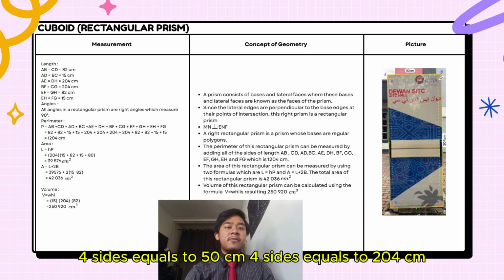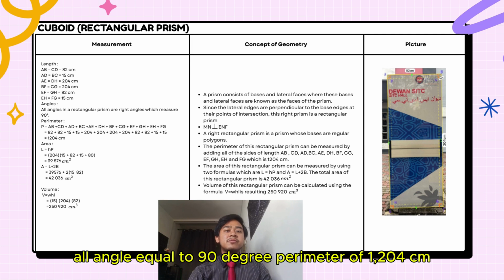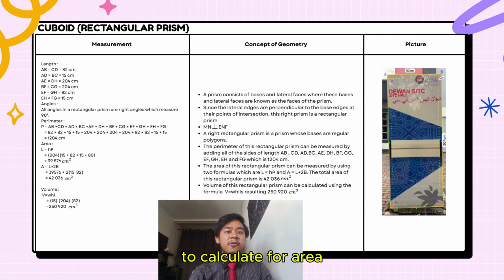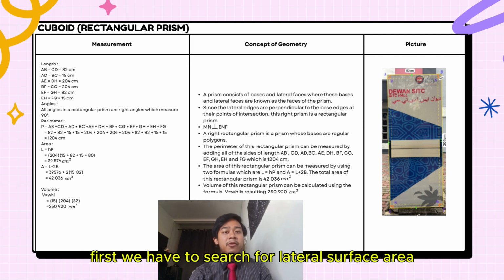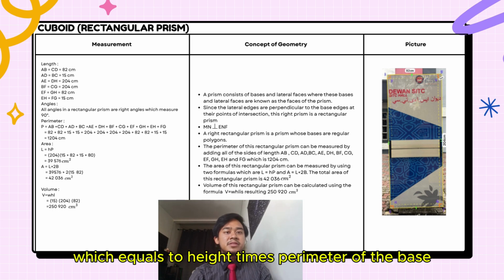For the cuboid, there are 4 sides equal to 82 cm, 4 sides equal to 50 cm, 4 sides equal to 204 cm. All angles equal 90 degrees. Perimeter of 1,204 cm. To calculate the area, first we have to find the lateral surface area, which equals height times perimeter of the base.